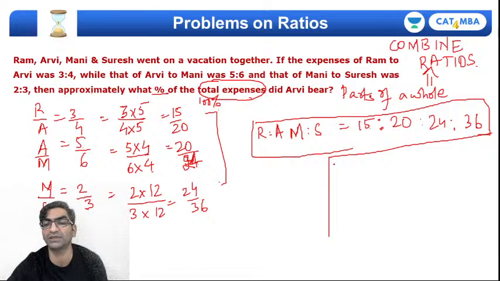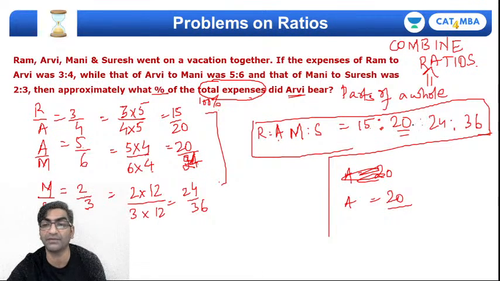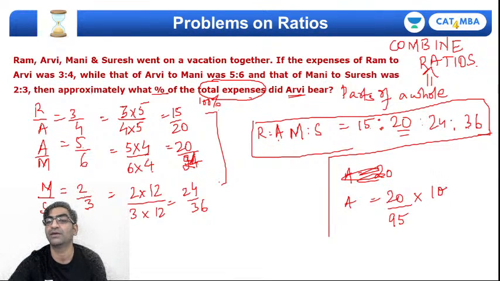And once you have a composite ratio, we can use parts of a whole. You want percentage borne by Arvi. Arvi is the second guy, so 20 parts. So Arvi bears 20 parts. Arvi will bear 20 parts out of how many parts in total? 20 plus 15, 35. 35 plus 36, 71. 71 plus 24, that's 95. So 20 parts out of 95 in 100%.